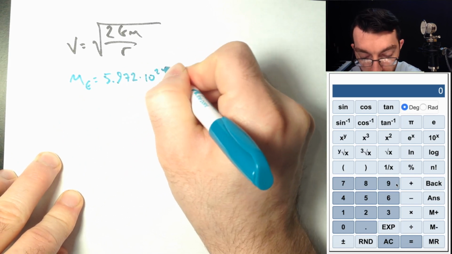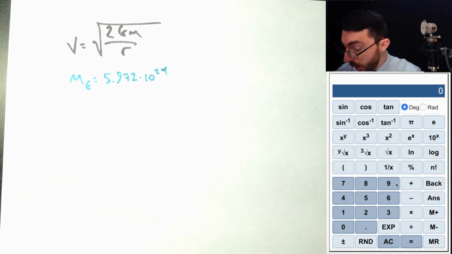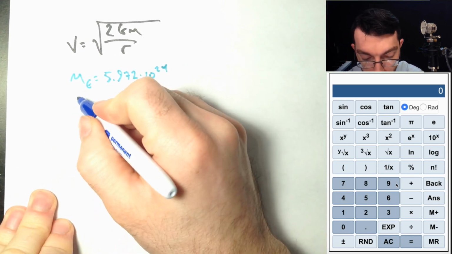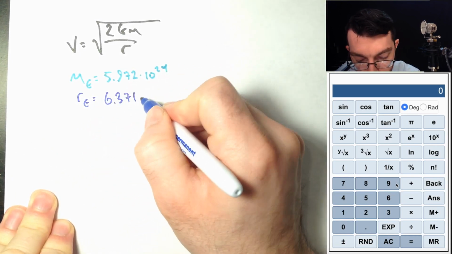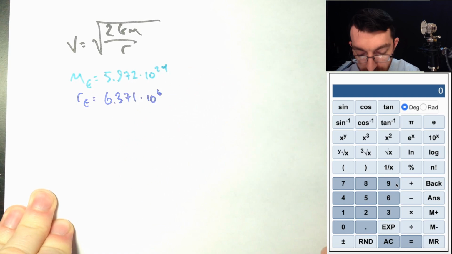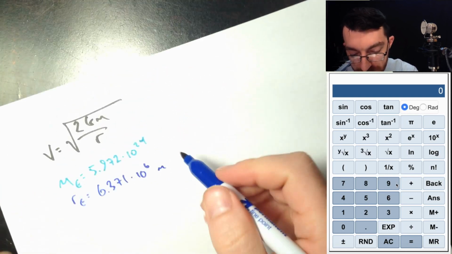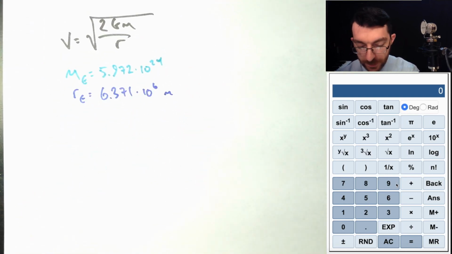5.972 times 10 to the 24th kilograms. And we also know that the radius of the Earth is 6.371 times 10 to the 6 meters. I should put the units on there, shouldn't I? Yeah, that's what a good teacher would do. So I'll put the units on there.